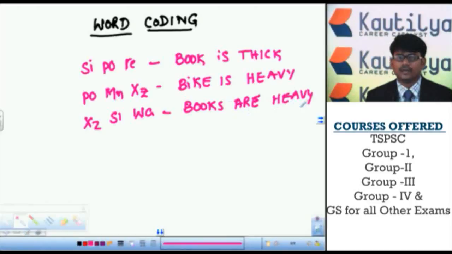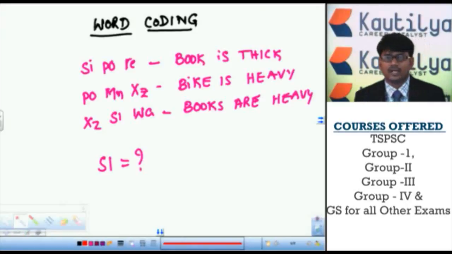Then we have to identify the code for the word SI, that is the question. Here the type of questions are called word coding. Book is thick is coded by some codes, bike is heavy is coded by some codes, books are heavy is coded by some codes. SI, PO, RE means book is thick; PO, MN, XZ means bike is heavy; XZ, SI, WA means books are heavy. First of all, these are the types of questions we have to solve.